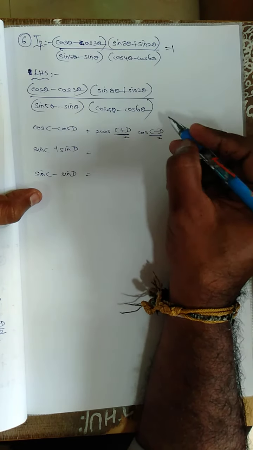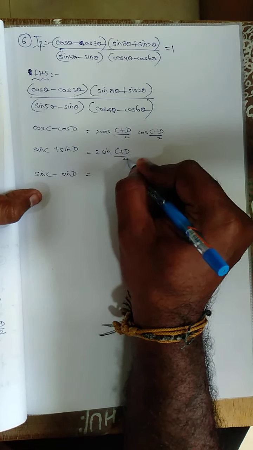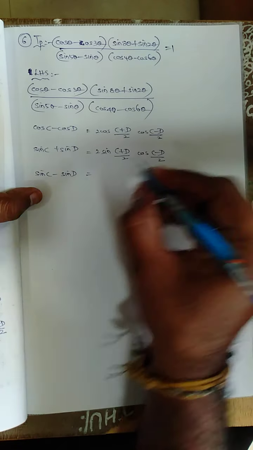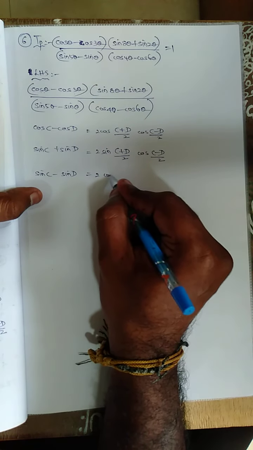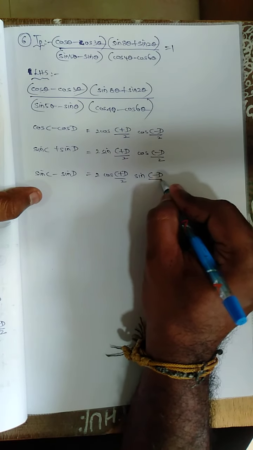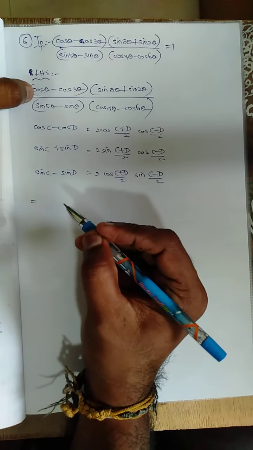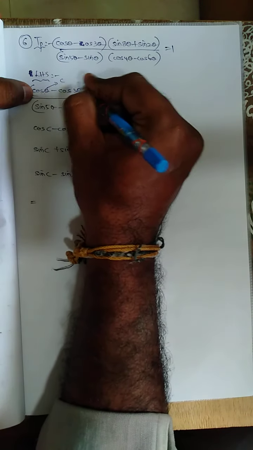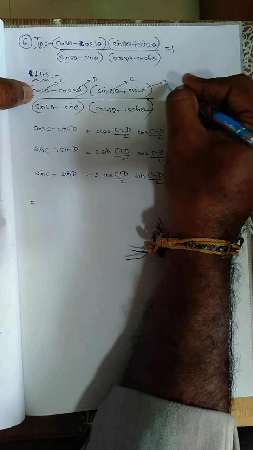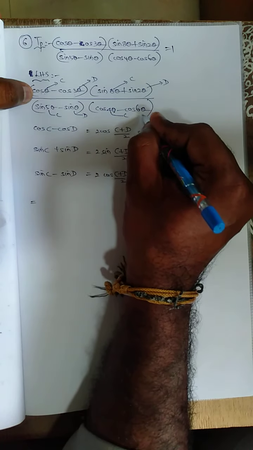Sin C plus sin D is the next formula: 2 sin (C plus D) by 2 into cos (C minus D) by 2. Next, sin C minus sin D: 2 cos (C plus D) by 2 into sin (C minus D) by 2. So now I can apply these formulas. This is our C, this is our D, and so on for each pair.